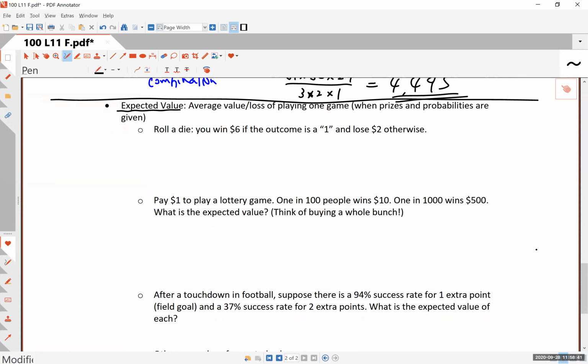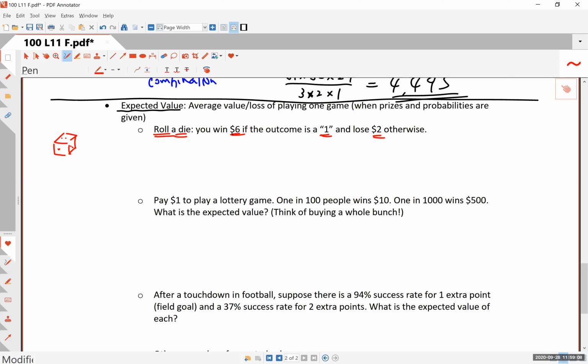How many of those games are you going to win and lose? And how much money would you gain and lose, and so on. Okay, so here's the first example. Let's say you roll a die, a simple, standard fair die, and you win $6 if the outcome is a 1, but you lose $2 otherwise.